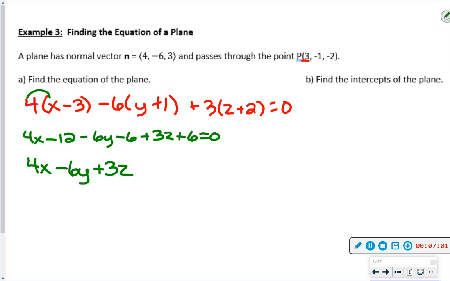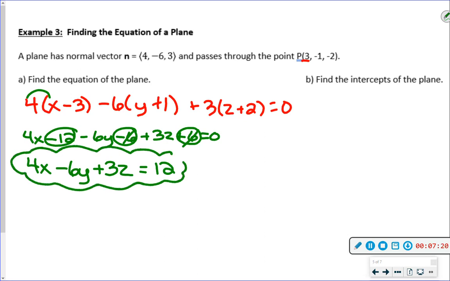I'm looking at the constant terms here. I've got -12. So I'm at -18 now. Well, okay, the 6's cancel. So I'm just going to cross those guys off. And I'm going to move the 12 to the other side. So there's my equation of the plane in three-dimensional space.